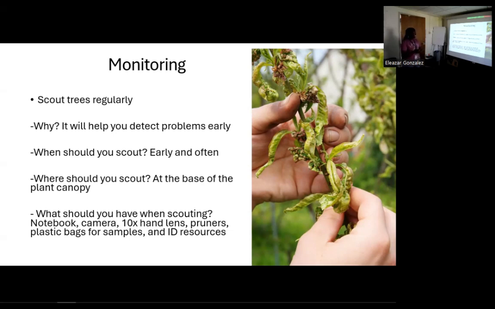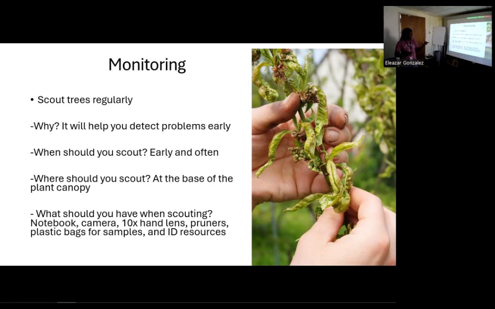And then when scouting, we recommend, if you can, a notebook and a camera, because it's nice to take pictures of anything you see. For example, the fruit that you saw with the symptoms, and we can tell for sure what it might be. A picture is worth a thousand words.